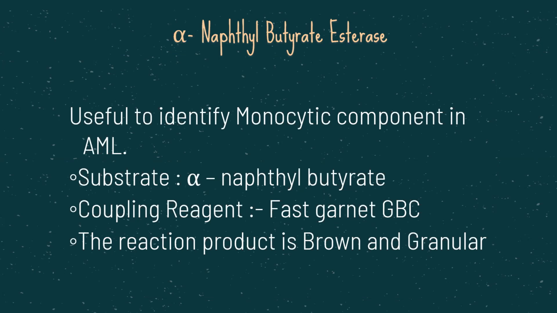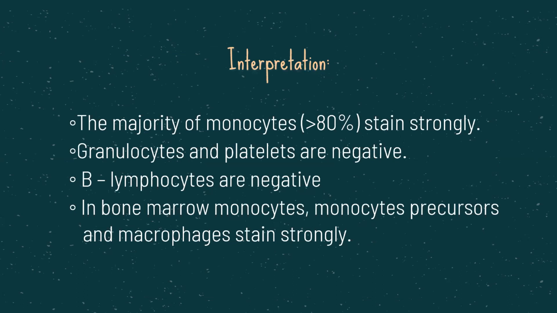Okay. So next one, alpha-naphthyl butyrate esterase. This is useful to identify monocytic component in AML. Okay. So substrate naman natin is alpha-naphthyl butyrate. Okay. So reaction product is brown and granular. Okay. So the majority of monocytes, greater than 80%, stain strongly. Okay. Monocytes naman ngayon ang ini-stain dito. Okay. Granulocytes and platelets are negative.